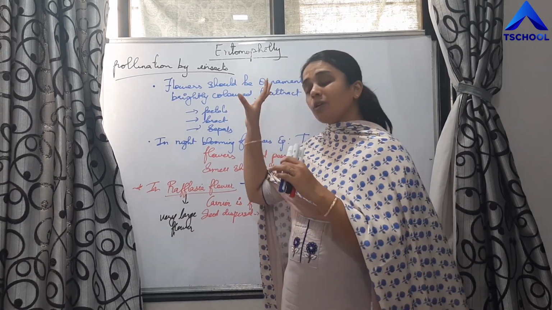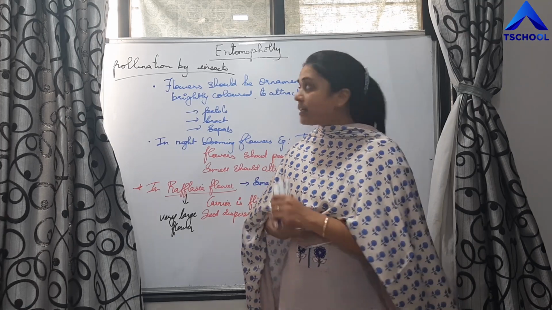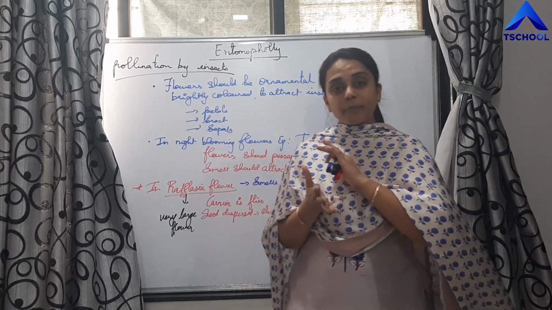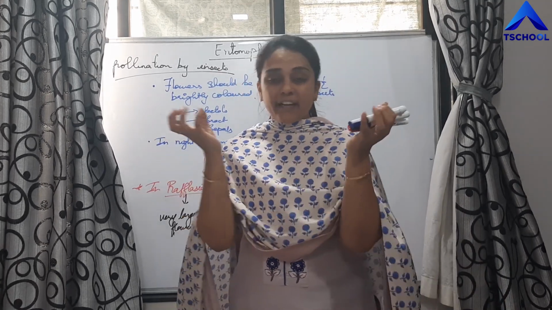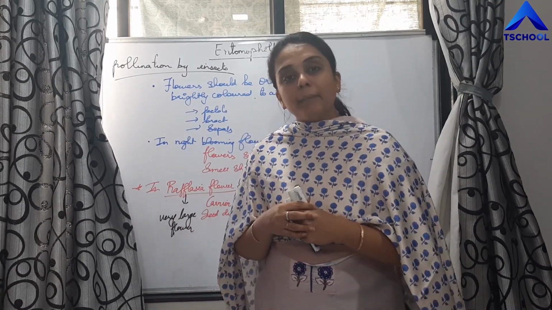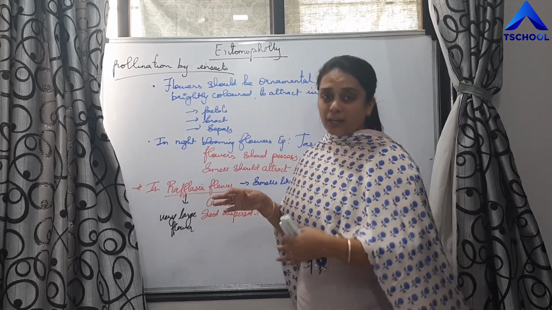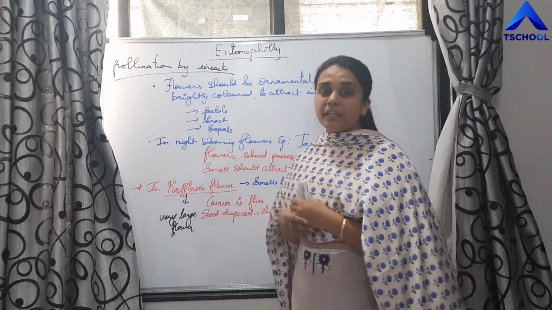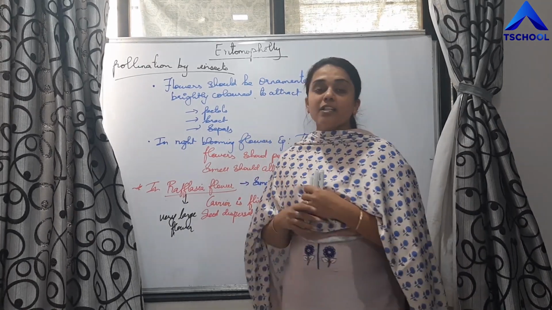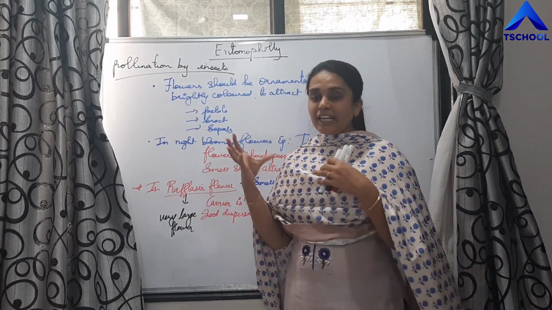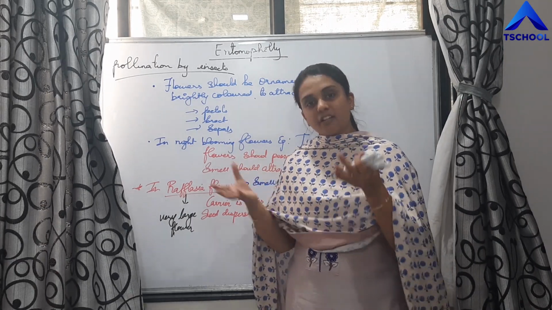So what are the adaptations the flowers should make? The flowers should be either brightly colored. They should attract the insects. They should be ornamental. Any part of the flower, petals, sepals, bracts can be brightly colored. In case of night blooming flowers, the vision of insects at night will be very dim.